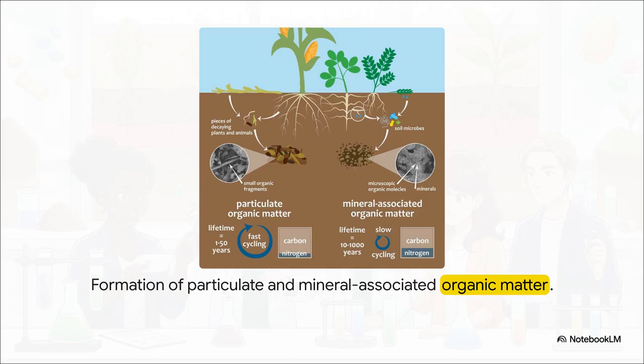It's made of decaying plants, animals, and microbes, and it basically exists in two states: fast-cycling particulate forms and slow-cycling mineral-associated forms that can literally stick around for thousands of years. Both of these are absolute pillars for maintaining a strong cationic exchange capacity and overall fertility.